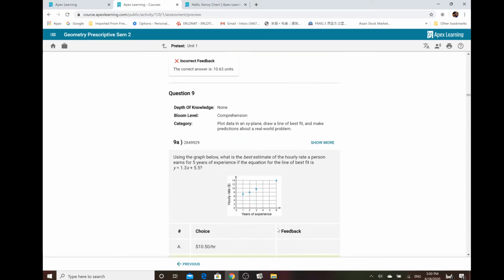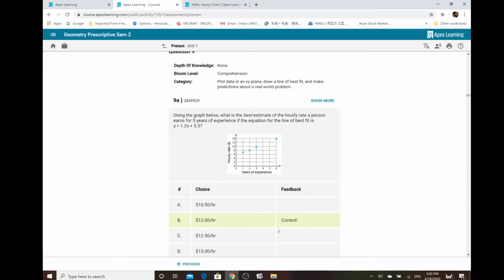Okay. So for number 9, number 9 is about the linear regression. So using the graph below, what's the best estimate of the hourly rate a person earns for 5 years of experience? The equation for the line of best fit is y equals 1.3x plus 5.5. So x is representing the number of years of experience, and the result y is the hourly rate. Okay, so what we got here is y equals 1.3x plus 5.5. So again, copy and paste.